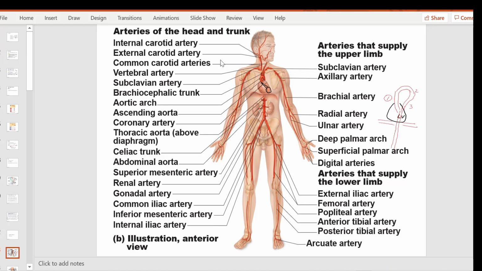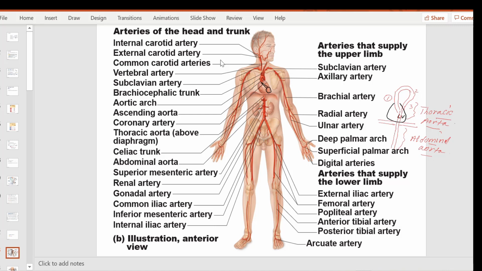Now the descending aorta has two parts, right? Above the diaphragm, this is the thoracic part, thoracic aorta, and below the diaphragm, this part is the abdominal aorta. Okay, so the long descending aorta has two parts: above the diaphragm, the thoracic part or thoracic aorta, and below the diaphragm, the abdominal aorta.